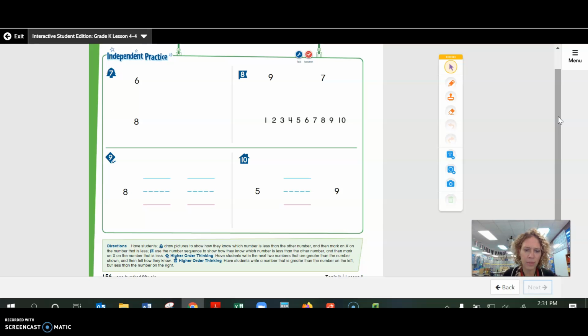Oh, I did higher, I'm sorry. That is wrong. I was showing you number 8. Okay, number 9, that would make more sense. Have the students write the next 2 numbers that are greater. That's what you need to do. Sorry about that, you guys.